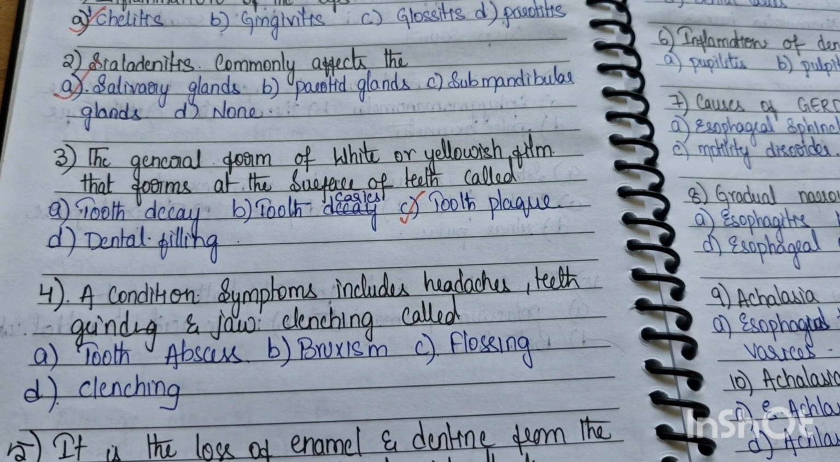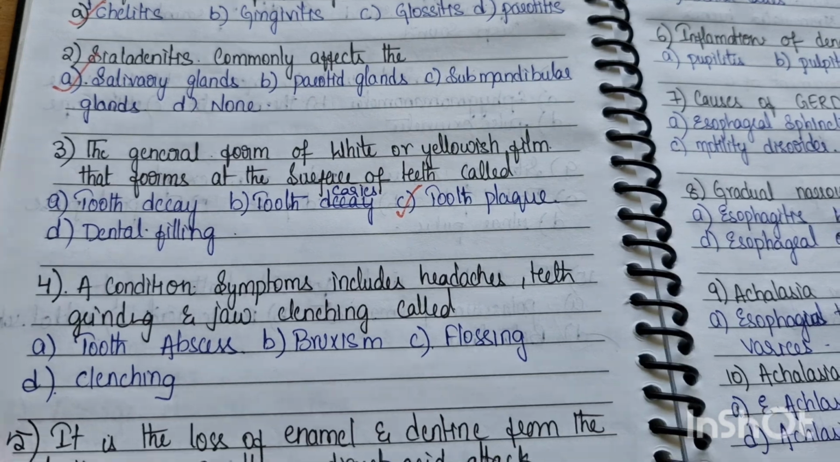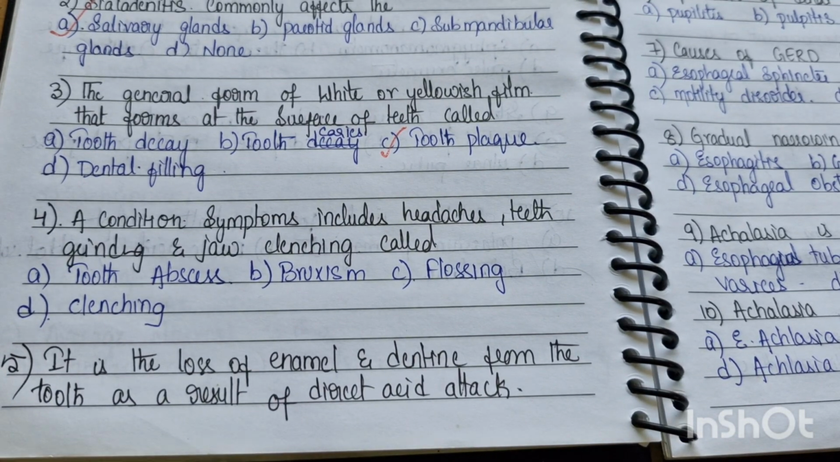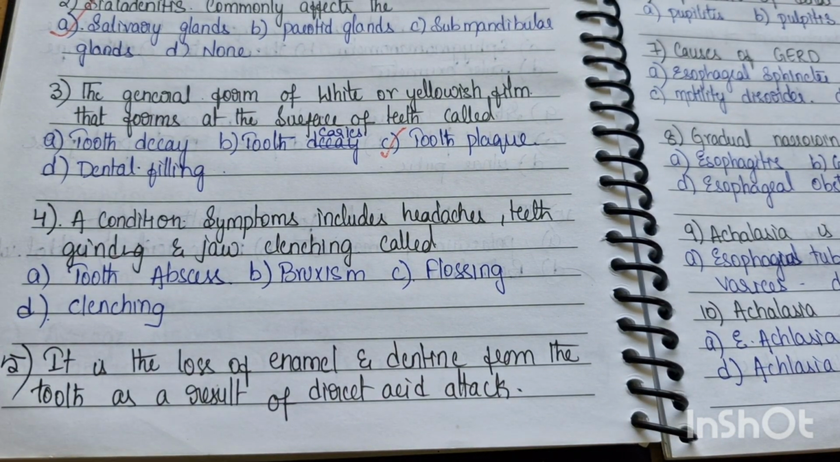Tooth abscess, already we have told that abscess means it is a formation of pus in the tooth, that is called tooth abscess. Flossing is cleansing with a thread, it is the cleansing between two teeth, that is called flossing. Clenching, here already we have in the question, jaw clenching is one type of symptom. So they have given the option like that. It is a symptom, clenching is not a condition.